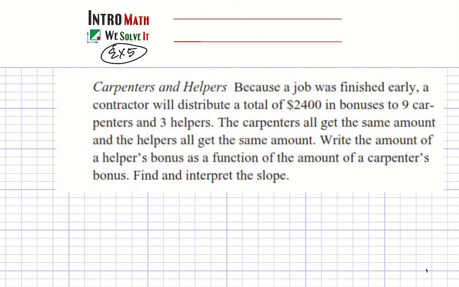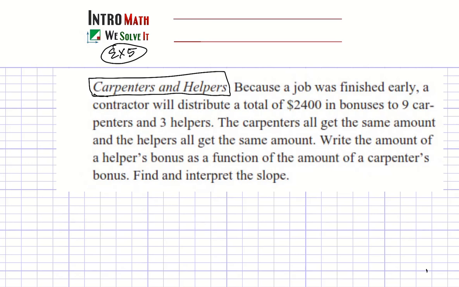Okay, here is example number 5. It's about carpenters and helpers. It says, because a job was finished early, a contractor will distribute a total of 2,400 in bonuses to 9 carpenters and 3 helpers. The carpenters will get the same amount and the helpers will get the same amount. Write the amount of a helper's bonus as a function of the amount of a carpenter's bonus. Find and interpret the slope.